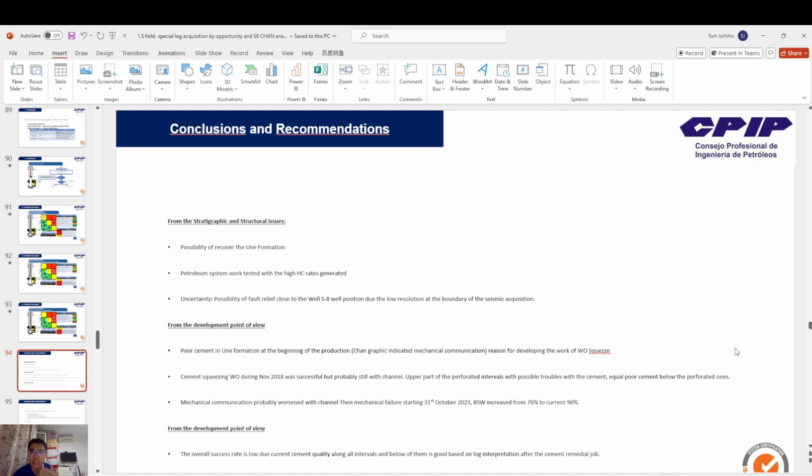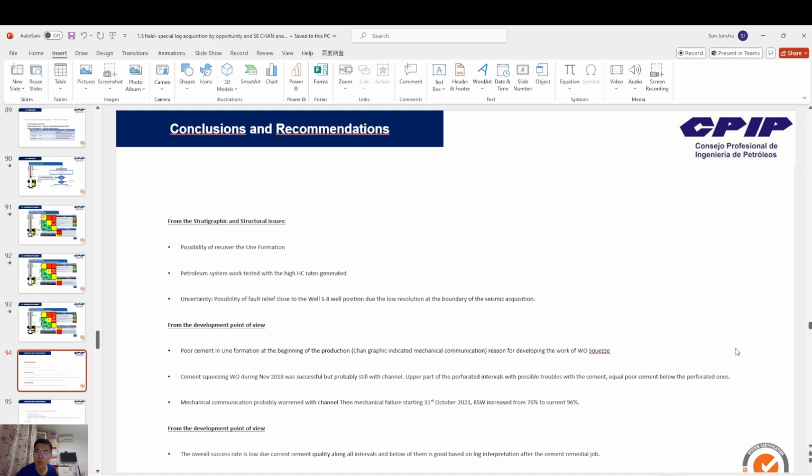Conclusion and recommendation. From the stratigraphic and structural issue, possibility of recovered wound formation. Petroleum system well tested with high hydraulic rates generated. Uncertainty: possibility of fault relief close to the well S8 position due to the low resolution at the boundary of the seismic acquisition.